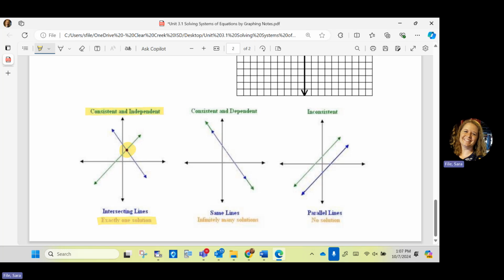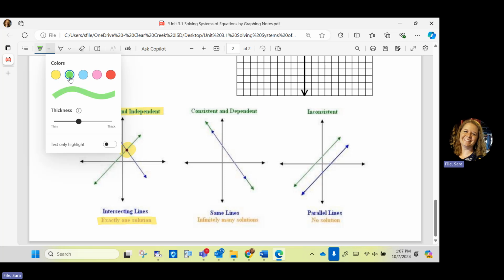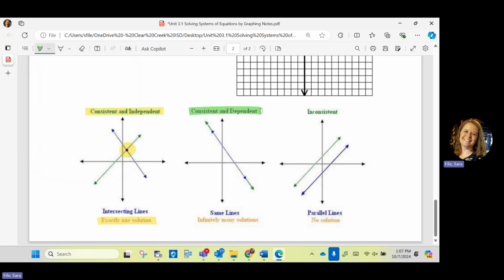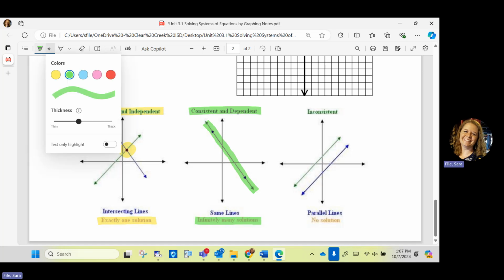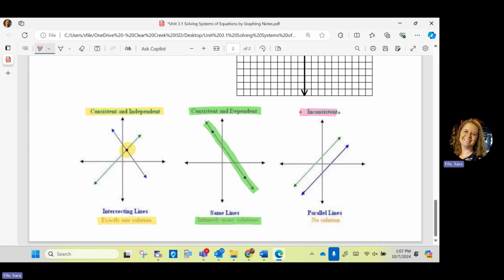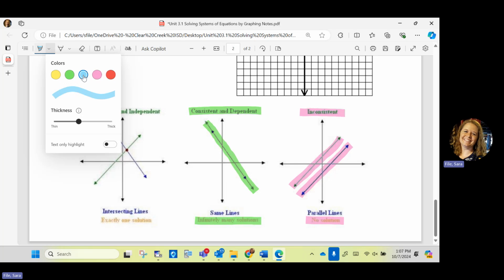If it is consistent and dependent, this is where we said it's just all the same line. It's right on top of the other one. So there's infinitely many solutions. And then the last one we said was inconsistent. That's when the lines run parallel. They never intersect. There is no solution. So those were those three possibilities. I'm going to keep that color coding the same as I did on the front. So I'm going to change this to blue.